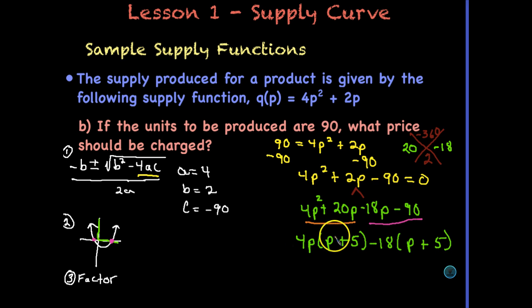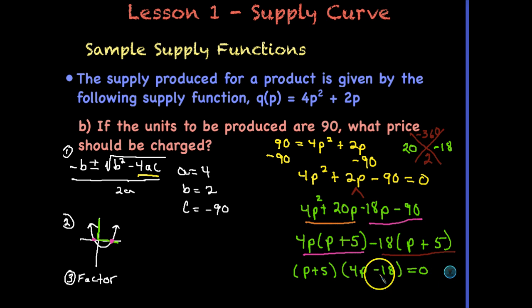I needed, in my first group, to have the same factor p plus 5 as I did in my second group, and I do. So now I can do my last step in grouping. What's the same in the first as the second? Well, that's p plus 5. And then I just write what's left. Well, 4p is left in my first term, and negative 18 is left in my second term.